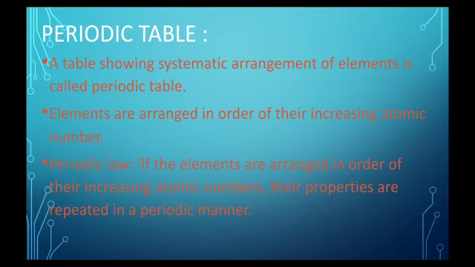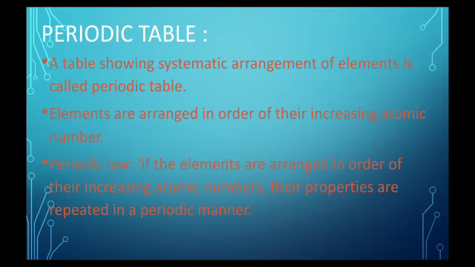There is a specific arrangement of elements, and the elements are arranged in order of their increasing atomic number. Now, what is the atomic number? Atomic number is the number of protons, and it is specific for a specific element. The atomic number of a specific element cannot be changed. So all the elements are arranged on the basis of their atomic number, on the basis of the number of protons in them.